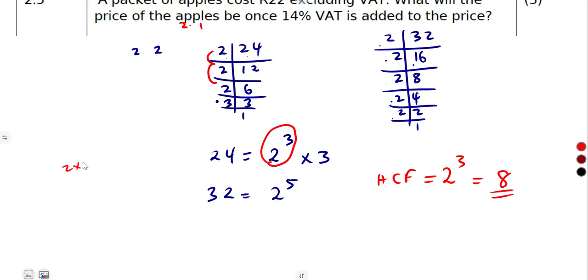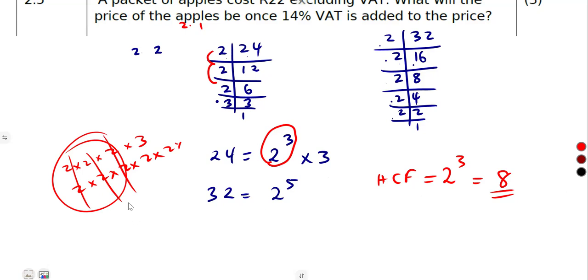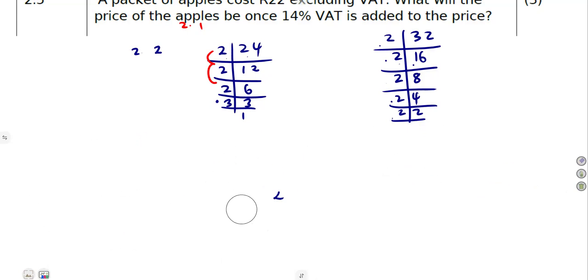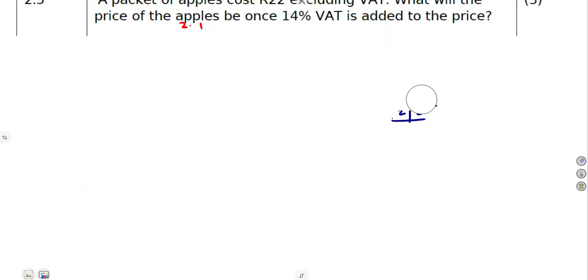Or you can write the numbers 2 times 2 times 2 times 3, and 2 times 2 times 2 times 2 times 2, 5 times. Then the HCF is going to be the numbers that are common. All right, 2 times 2 times 2, which is simply 8. So that's the highest common factor. All right, let us move on to the other part, which was 2.3.